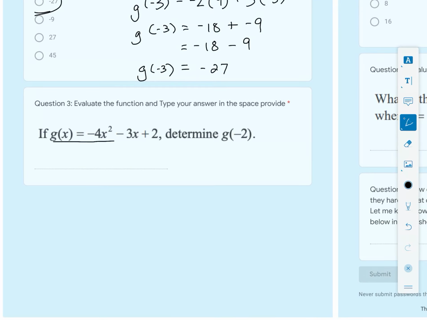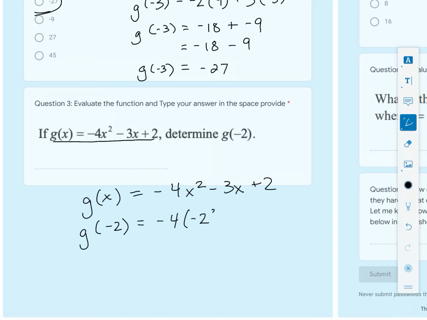Moving on to question 3. I have another function, g of x, and this I did not give you as a multiple choice question, but rather just a short response. You were to evaluate the function g of x, which is given by negative 4x squared minus 3x plus 2, and we want to know what the value of the function is when x is equal to negative 2. So I'll substitute.